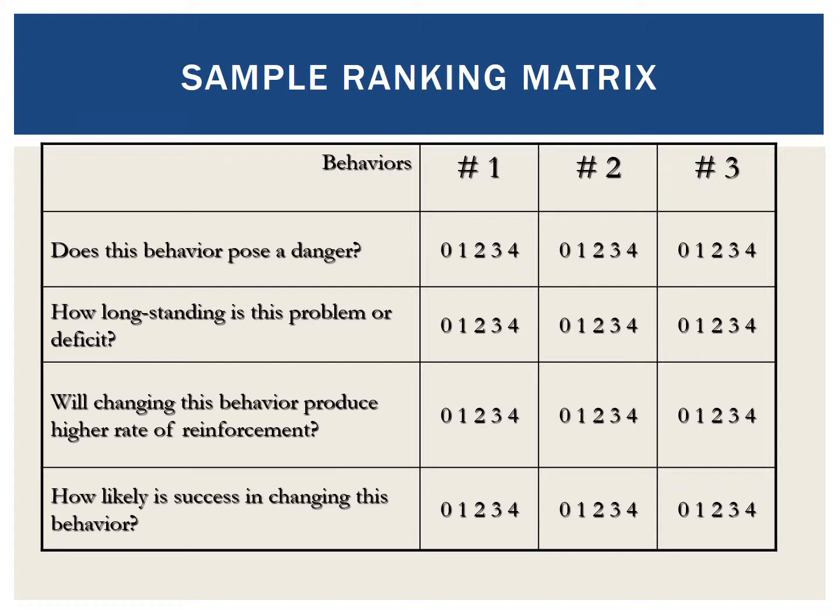The next question is, will changing this behavior produce higher rates of reinforcement? And what we mean by that is, will that person be able to recruit natural reinforcement at higher rates? In other words, is it functional for that person? Would be another way of saying that. So you have people rate their perceptions once you explain what that means. And then how likely is the success in changing this behavior?